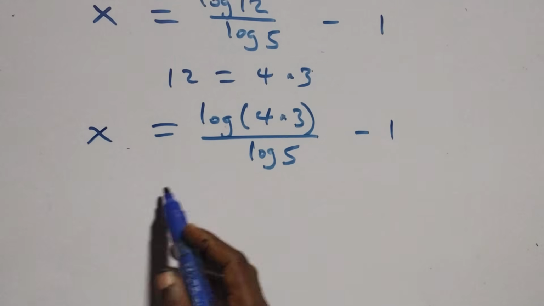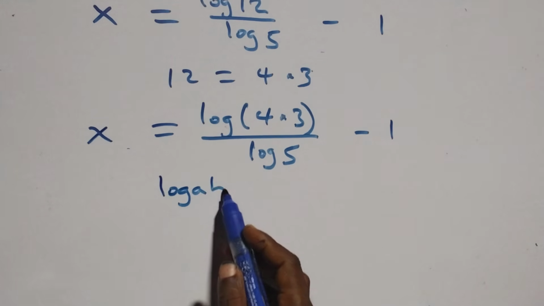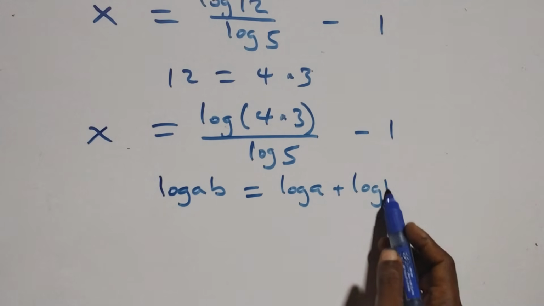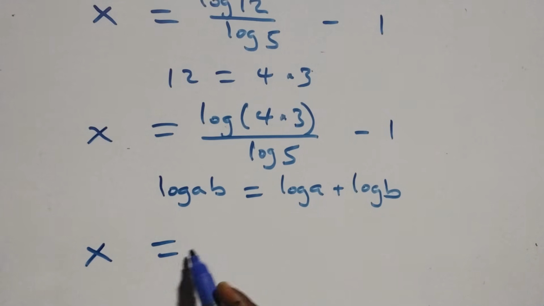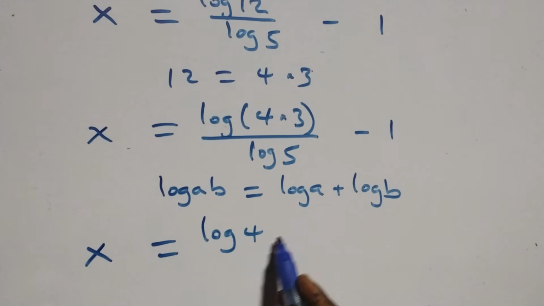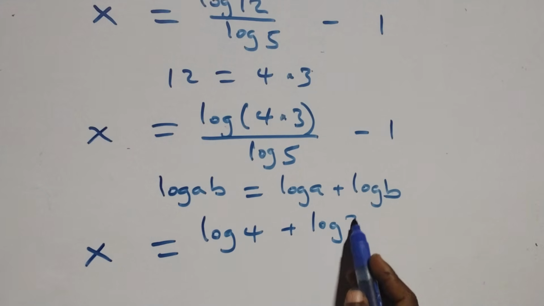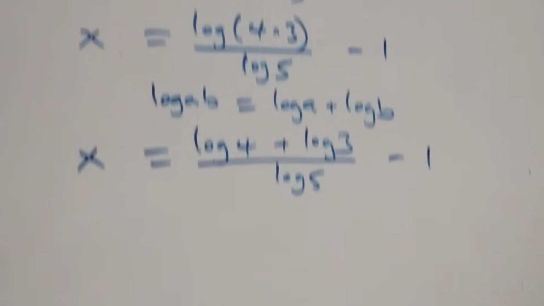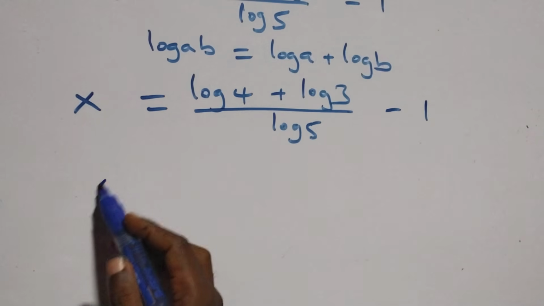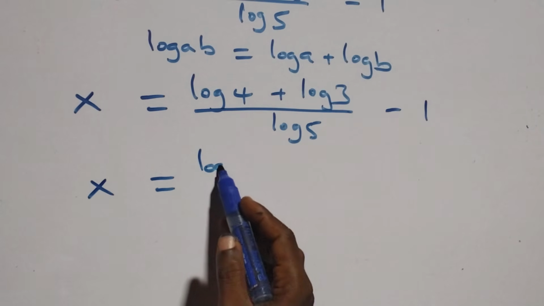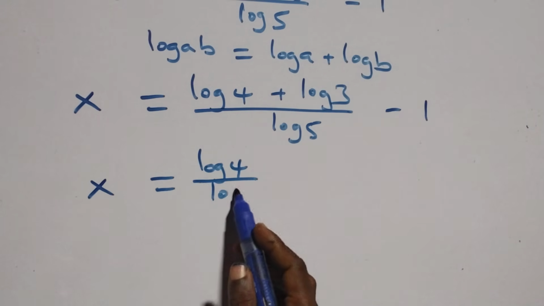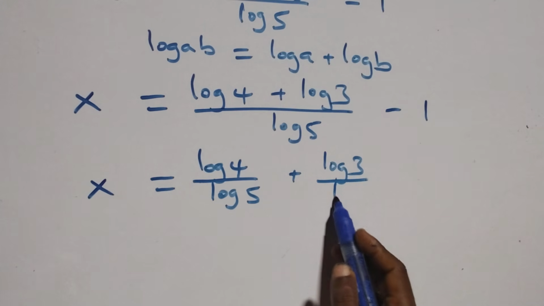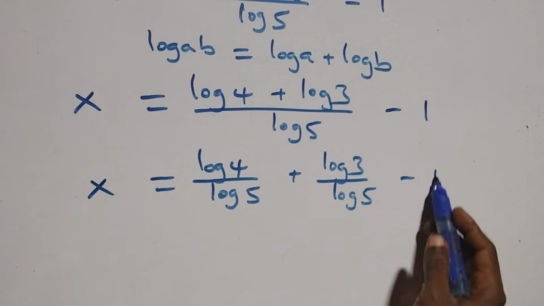This also follows the law of logarithm when we have log a times b. This is the same thing as log a plus log b. This here we have x equals log 4 plus log 3 over log 5 minus 1. Then here we separate this into two fractions. We have x equals log 4 over log 5 plus log 3 over log 5 minus 1.